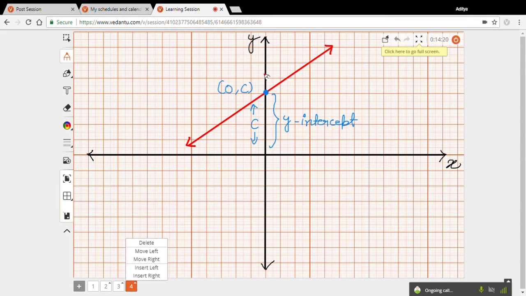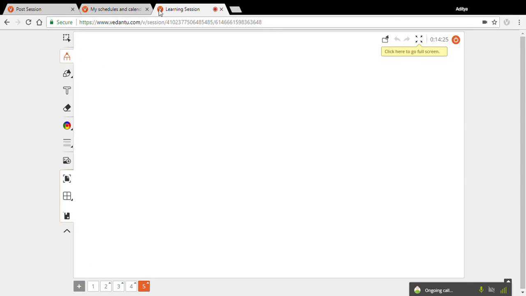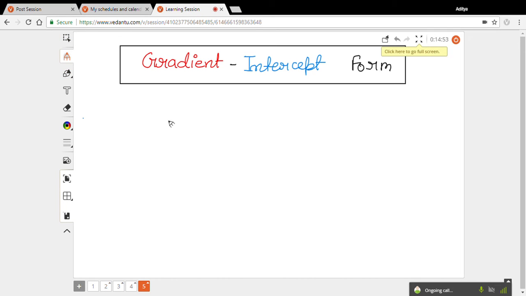Now, if the line has this y-intercept and has this gradient, we can represent our line in the gradient-intercept form. We need to look at the formula that I'll tell you. It's the gradient-intercept form, given by an expression that's called y equals mx plus b. I write y is equal to mx plus b.